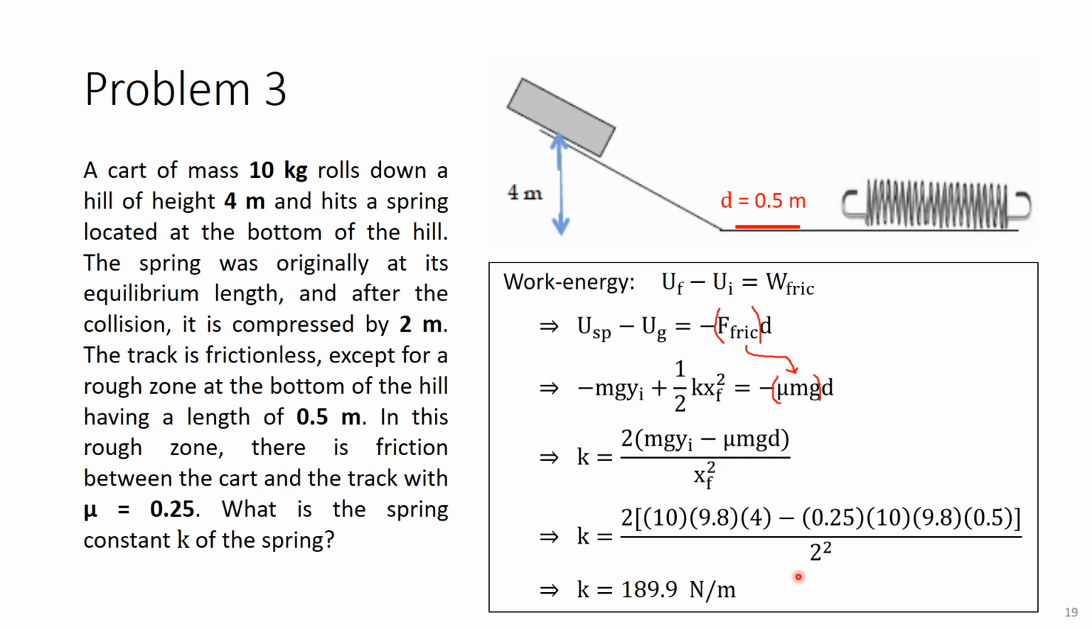So we can see that this time we have a bigger spring constant because, as it turns out, the block hits the spring with a smaller speed. It went through this red region with the friction, so it was traveling slower when it hit the spring. And the spring was compressed by the same amount as the original question. So this tells us the spring was less stiff. It has a smaller spring constant.